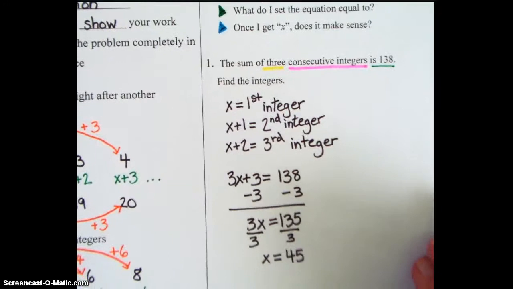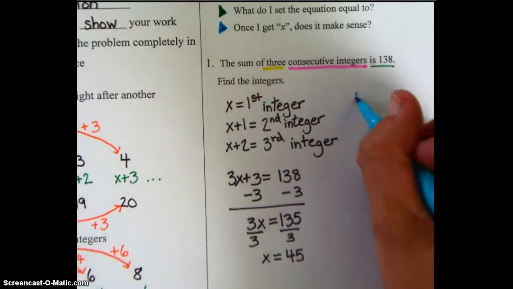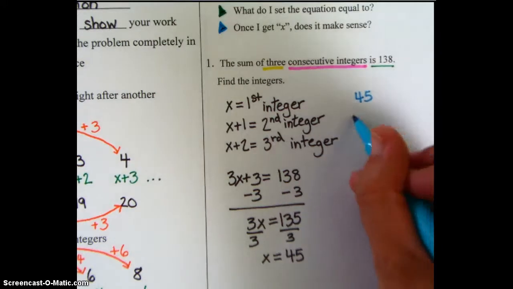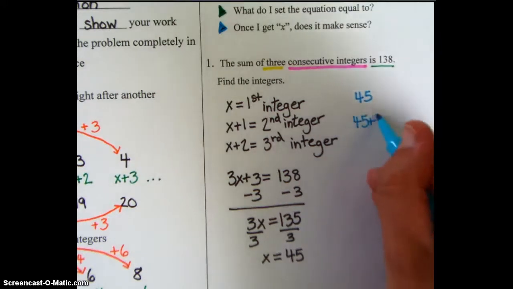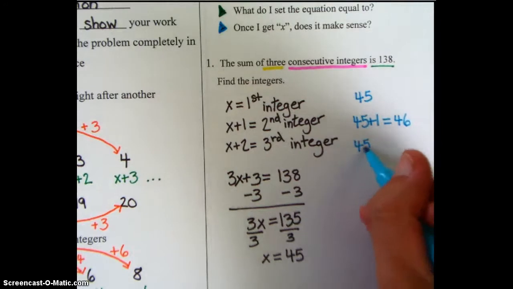The question is, how do we get the other numbers? Well, that all depends on how we defined our variable. We said x was the first integer, so to get the next one, we'll have 45 plus 1. That will give us 46. 45 plus 2 will give us 47.